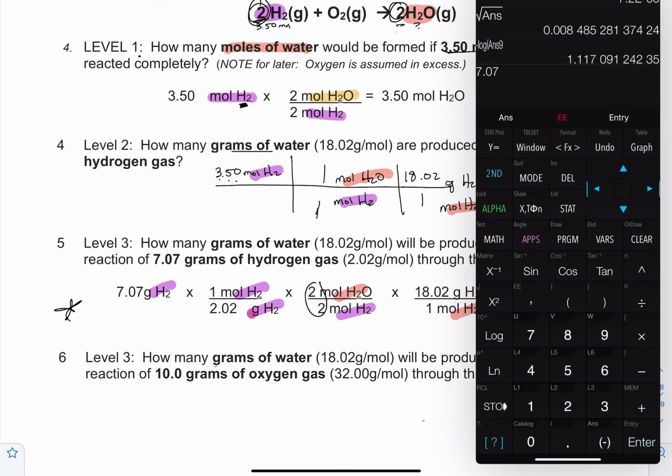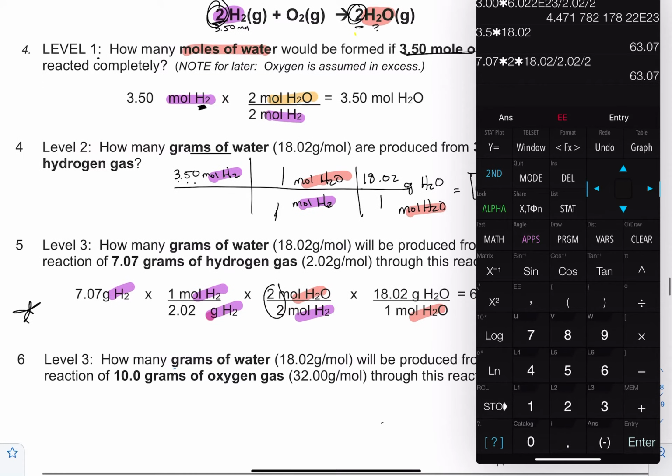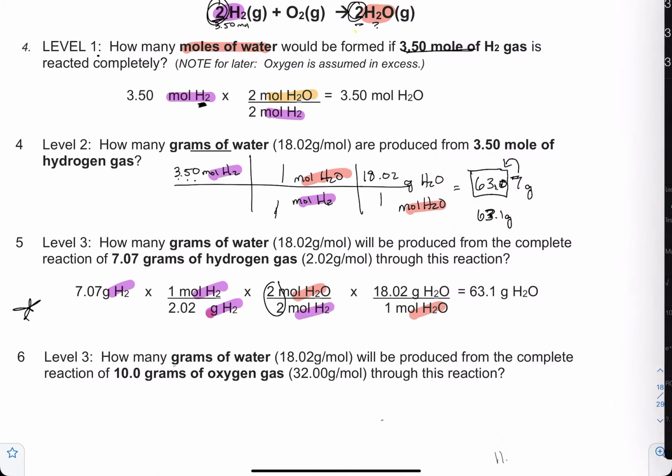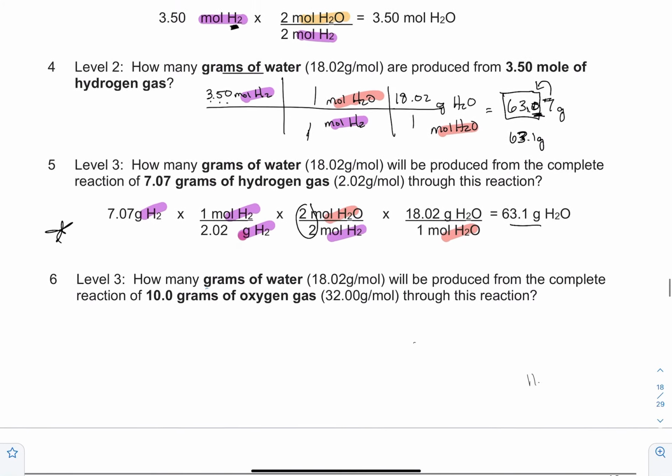And then we just go across with the calculator. So 7.07 times 2 times 18.02 divided by 2.02. And you could do divided by and then parentheses and use times, but I just like to keep hitting that divided by key. Divided by 2. And then that gives me the 63.07, which again, that 07 rounded that up so that it was the 63.1. All right, now pause the video and see if you can do all of these steps.